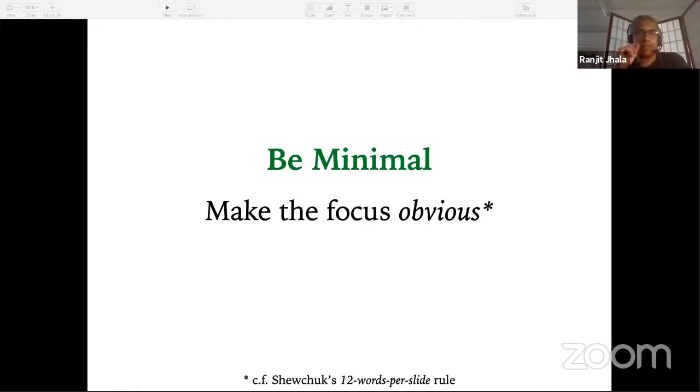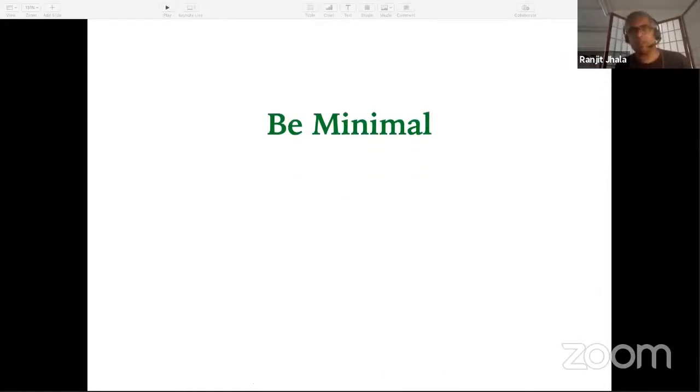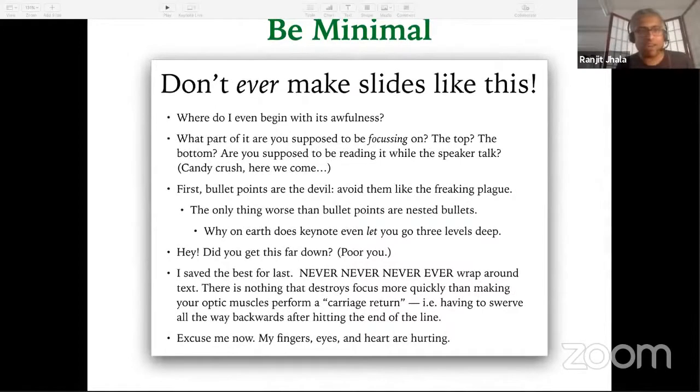He has what he calls the 12 words per slide rule, which sometimes works and sometimes you have to relax it. But anyway, the simplest way to make sure that it's obvious what to focus on is to make sure that there's no more than 12 words. Specifically, I apologize to all the previous and future PLMW presenters who have slides that look like this. Do not ever make slides that look like this.